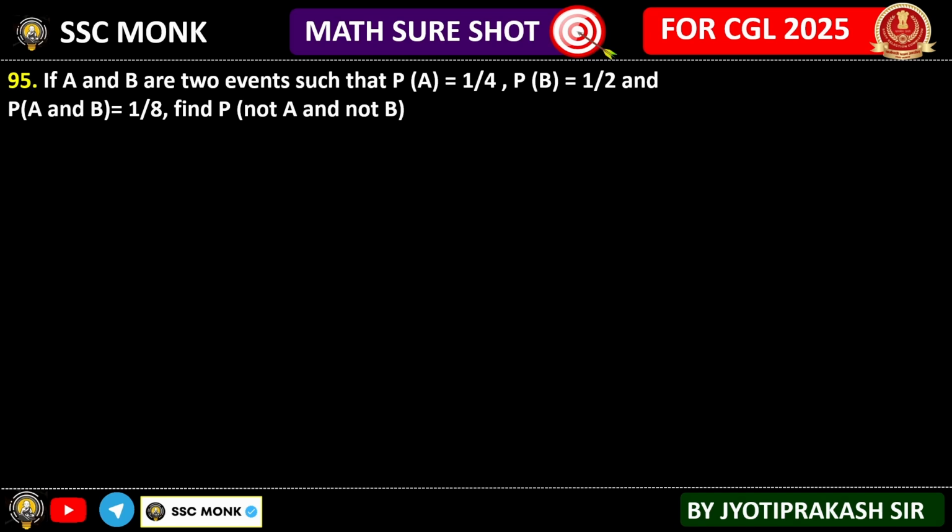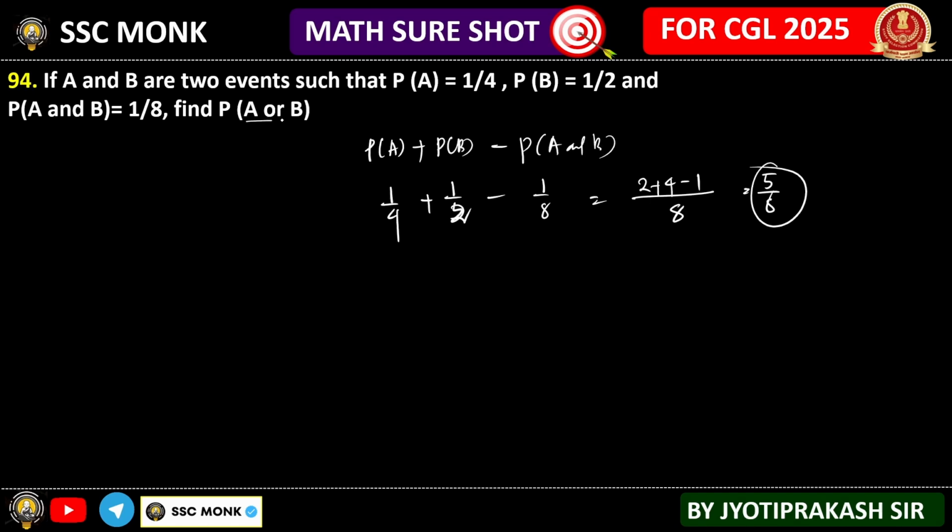Clear? Next, in the same question, it is saying, what is the probability of finding P not A and not B? In this question, what do we find out? A or B, right? Probability of A, probability of B, probability of A and B, probability of A or B.